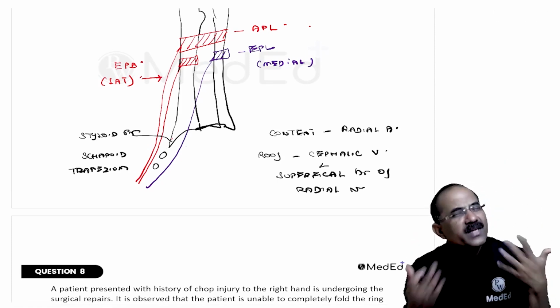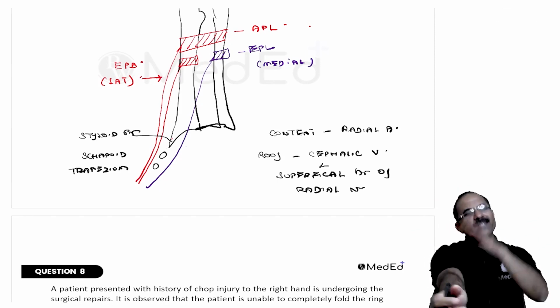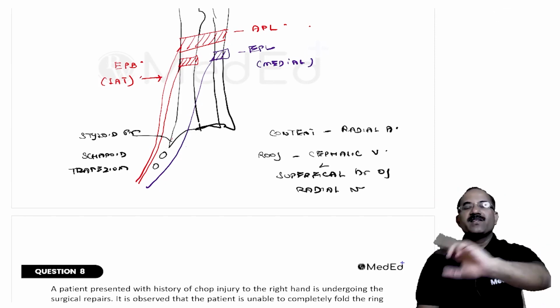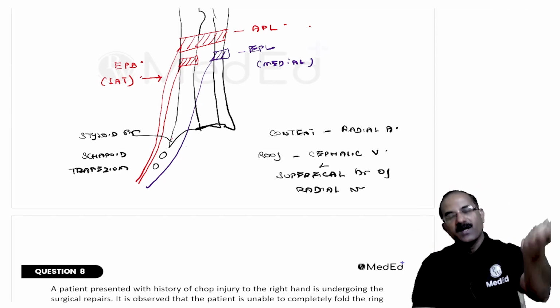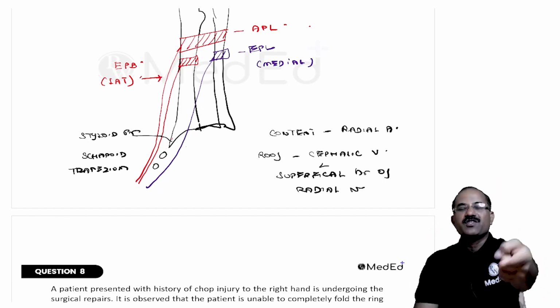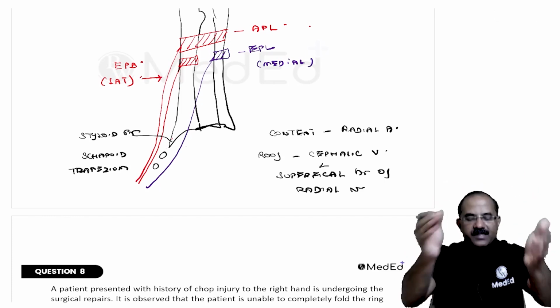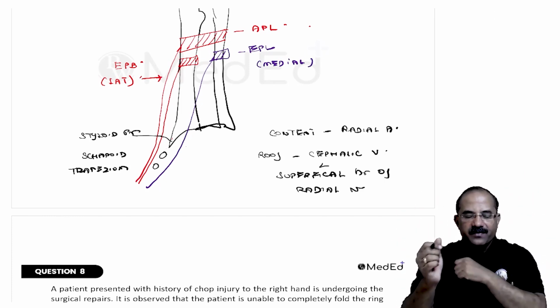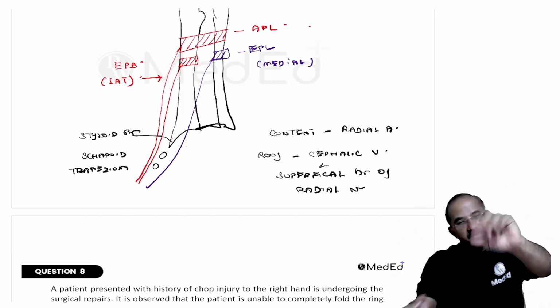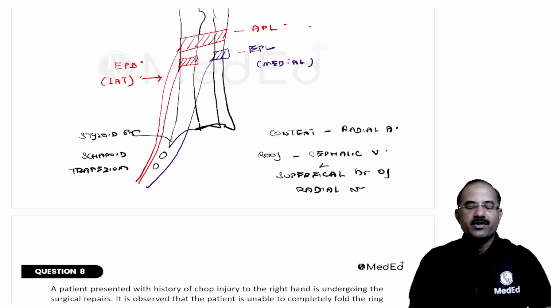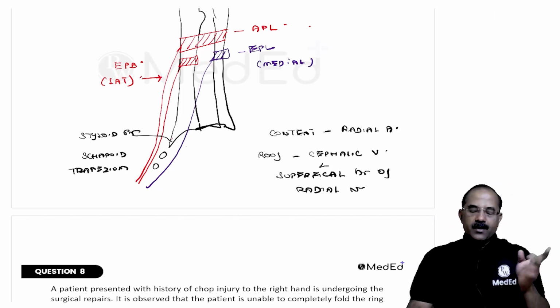Because our radial nerve divides in the cubital fossa into a superficial branch and a deep branch. The deep branch of radial nerve is known as the posterior interosseous nerve. So which is the nerve which goes like this? The superficial branch of radial nerve. Perfect?